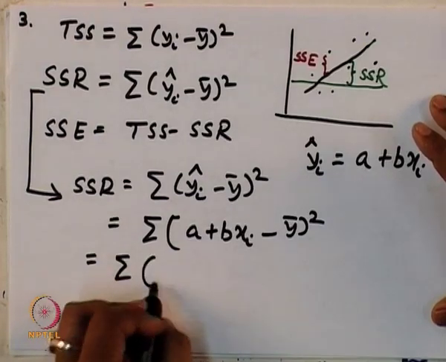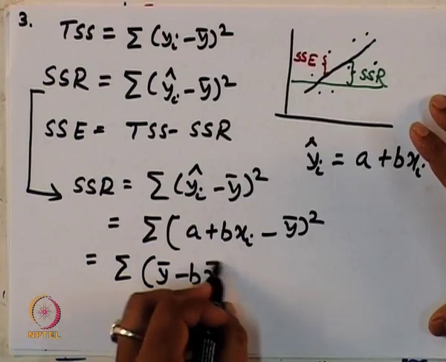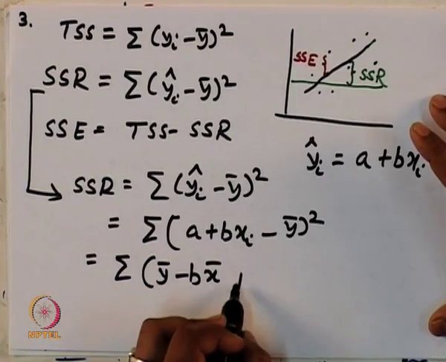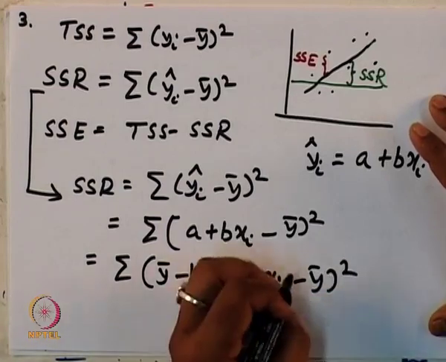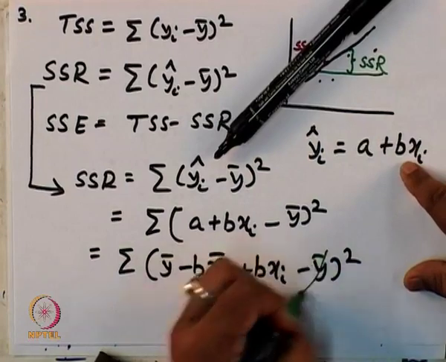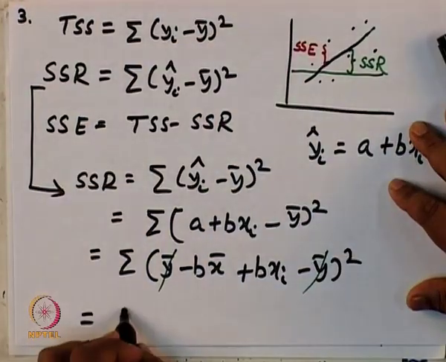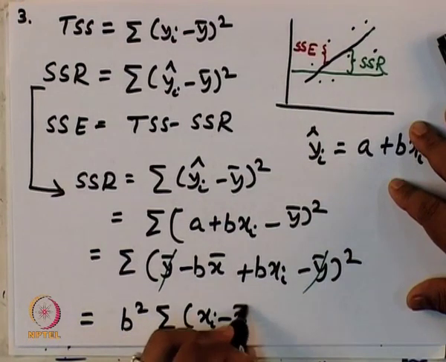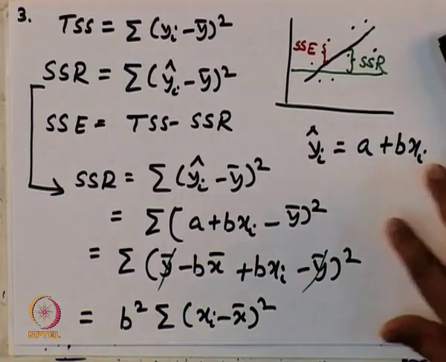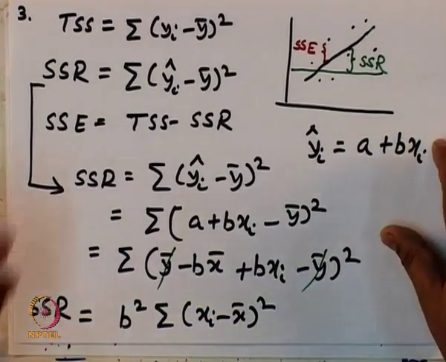So, we know that a is given by y bar minus b x bar. Okay. We can add plus b xi minus y bar whole square. So, your y bar and y bar terms cancel each other out, as a consequence of which you get SSR as b square summation of xi minus x bar whole square. Okay. So, your SSR becomes b square into xi minus x bar whole square.